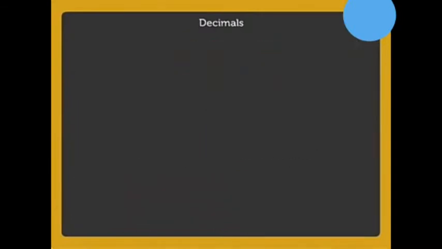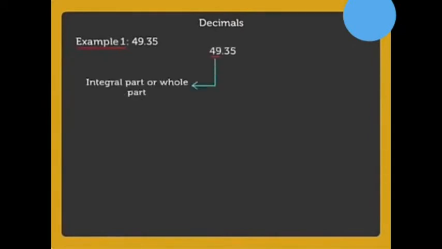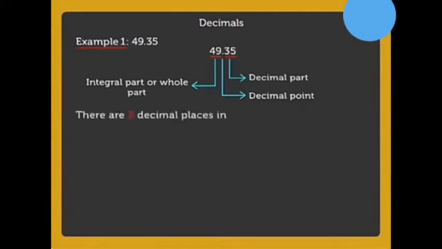Now, let's look at one example. 49.35. 49 is the integral part. The dot in between 49 and 35 is the decimal point. 35 is the decimal part. It is read as 49.35. Look, there are two decimal places in 49.35.